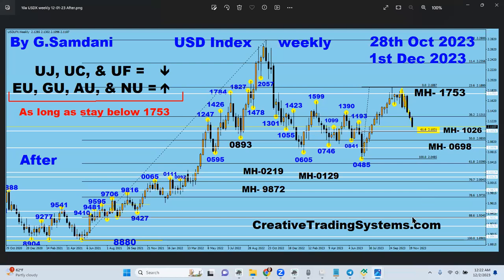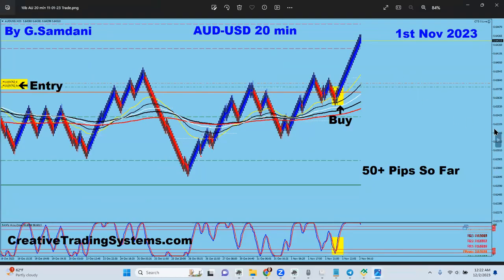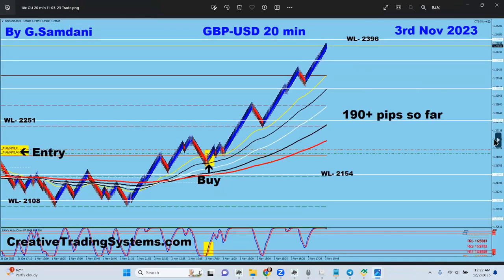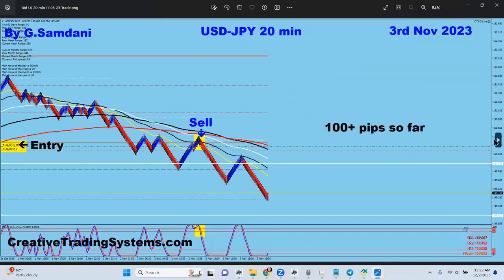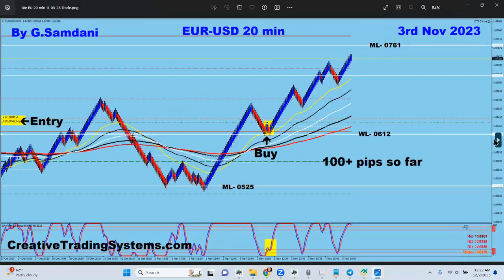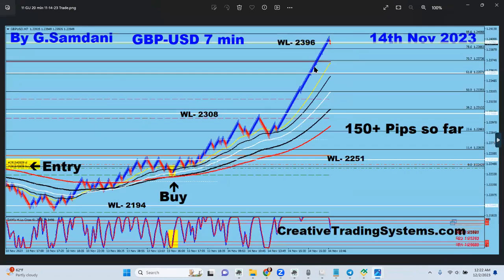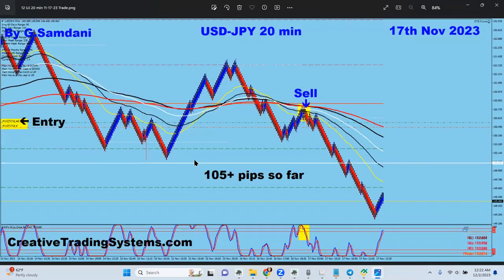So the month of November, what happened? This is the first one: Aussie USD going up, pound USD going up for 190 pip. USD yen going down for 100 pip. On the third, euro USD going up for 100 pip. Another USD pair going for 150 to the upside. USD yen downside for 105. And every trade is by the book and taken by my EA robot. It's automatically taking them, see this arrow here?